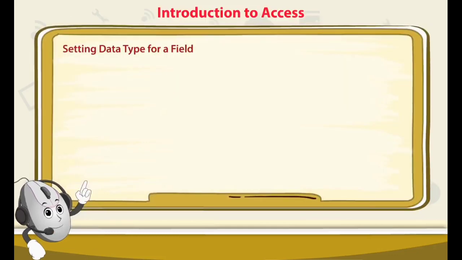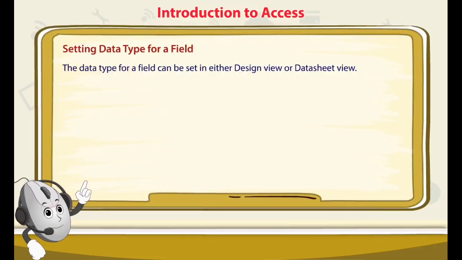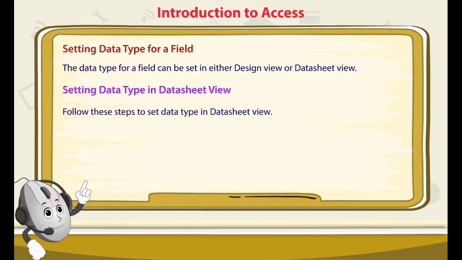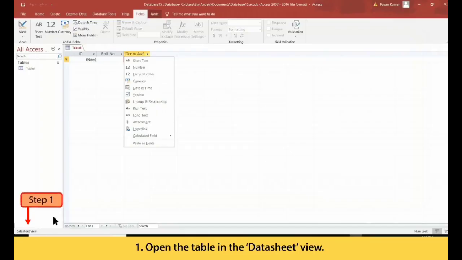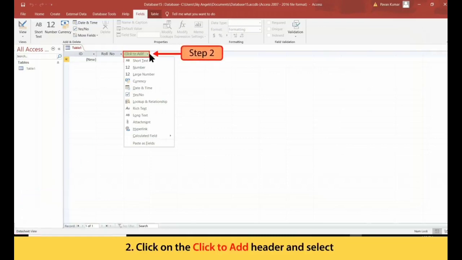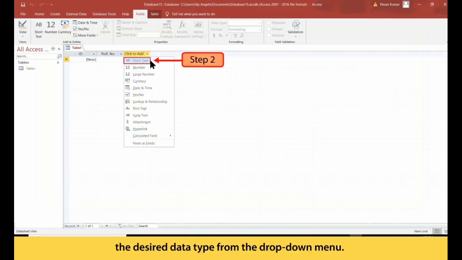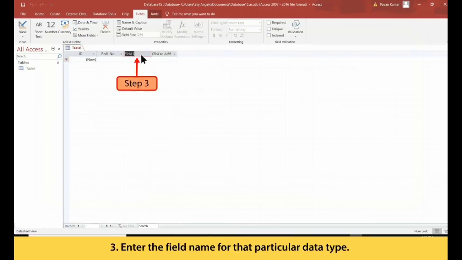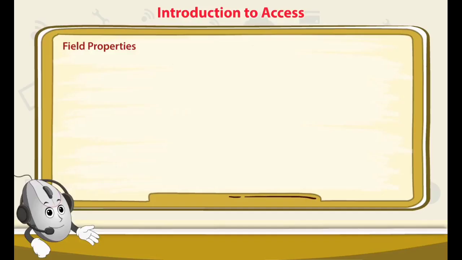Setting data type for a field. The data type for a field can be set in either design view or datasheet view. Setting data type in datasheet view. Follow these steps to set data type in datasheet view. 1. Open the table in the datasheet view. 2. Click on the Click to Add header and select the desired data type from the drop-down menu. 3. Enter the field name for that particular data type.